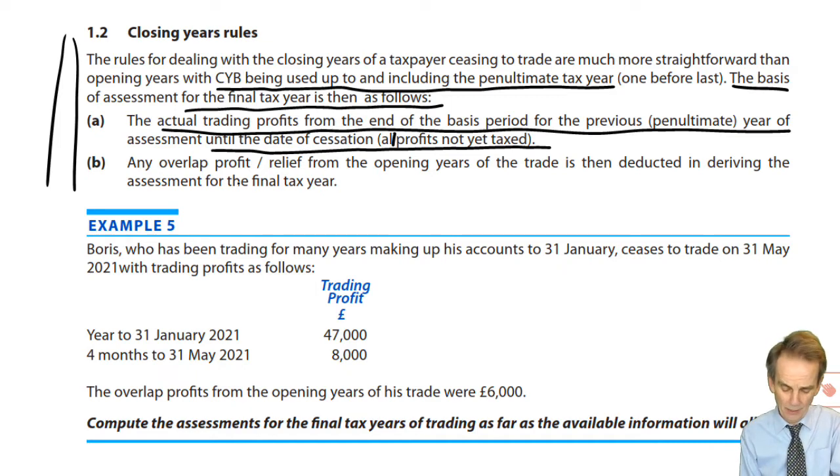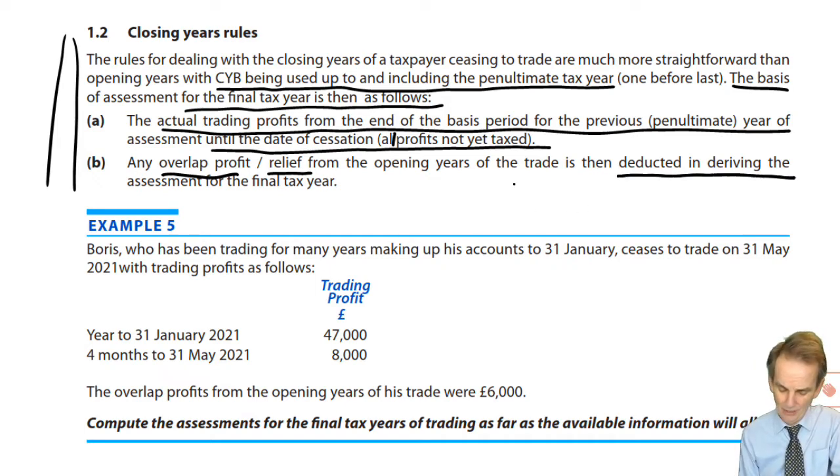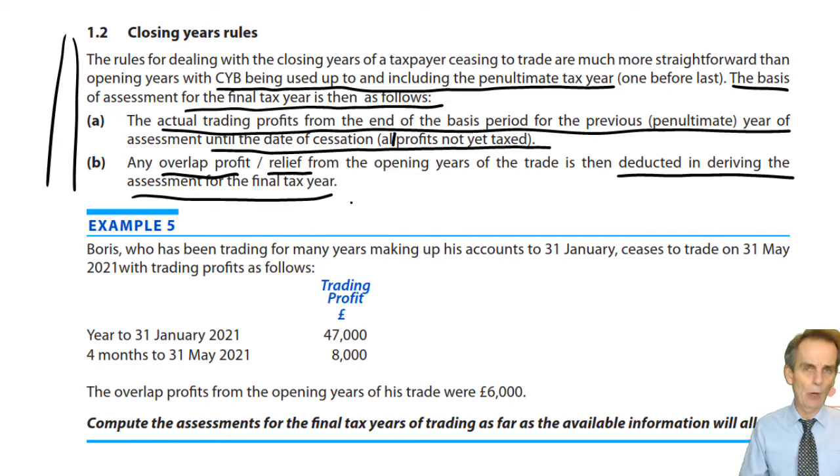Not quite there, as we said, any overlap profit that we'll now recognise here in closing years as overlap relief. It's a relief because it's going to reduce the assessment of the final tax year. Any such overlap profit is then deducted in deriving the assessment for the final tax year.